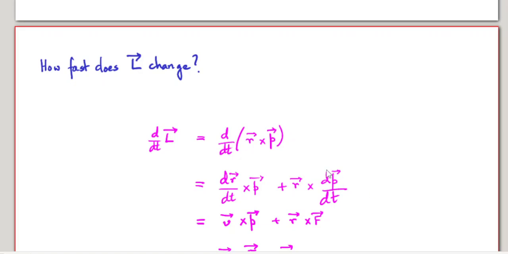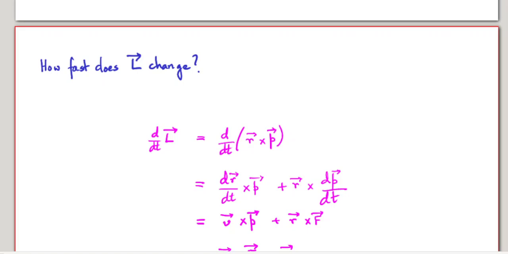But now dr dt is simply the velocity. So the first term is velocity cross momentum. The second term is r cross dp dt, which of course is the same as r cross F, where F is the force acting on our point particle. Remember, we are assuming at this stage that the observer involved is inertial. So Newton's second law holds for that observer. dp dt is the force.